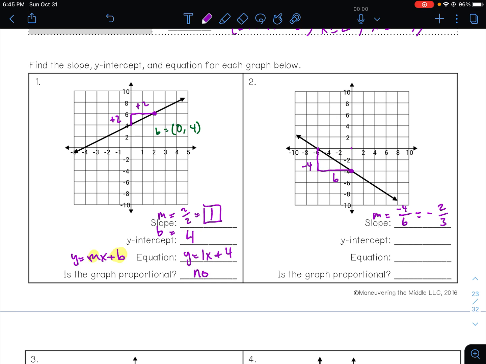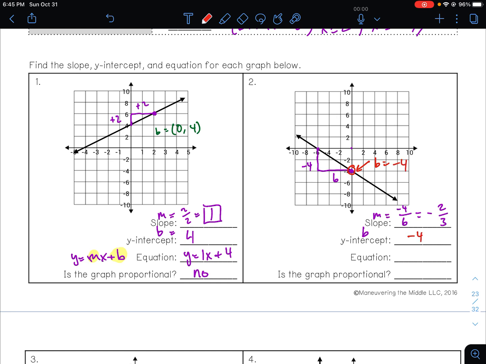So -2/3 is my slope. My y-intercept is not over here, because that's the x-axis. It touches the y-axis right there. Let's go with red. So right over there, that's the y-intercept, and the y-intercept is (0, -4).